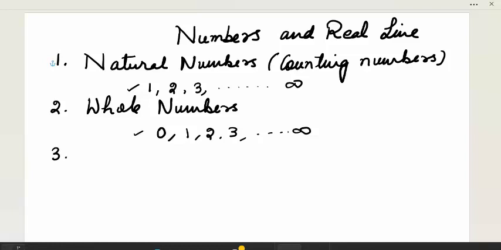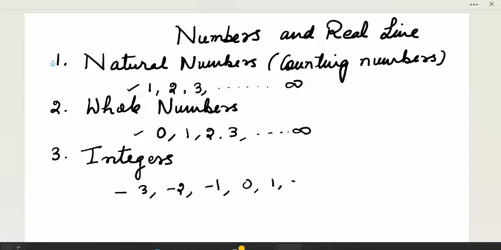The third type of numbers which we come across are integers. Now, what are integers? Let's take negative of all these natural numbers and our zero is also taken. So we'll, let's say, start with minus 3, minus 2, minus 1, 0, 1, 2, 3, and go up to infinity on the right, and on the left up to minus infinity. Then these numbers are known as integers.